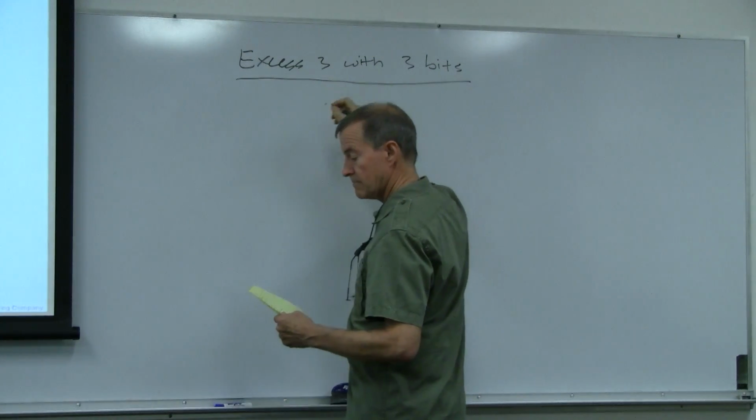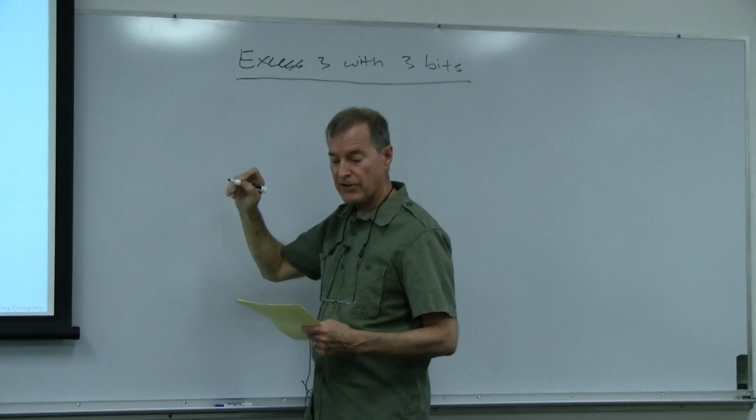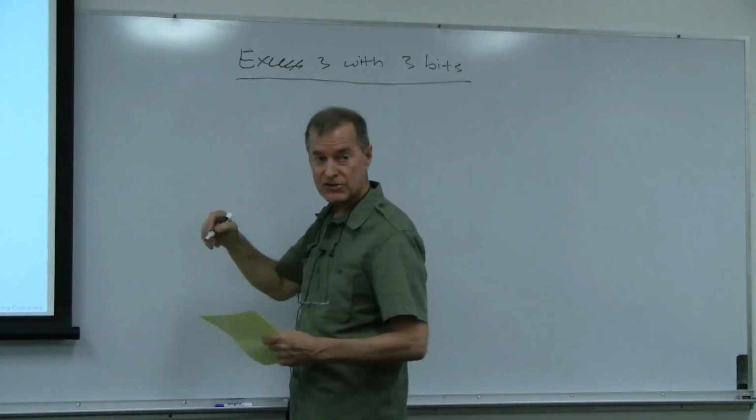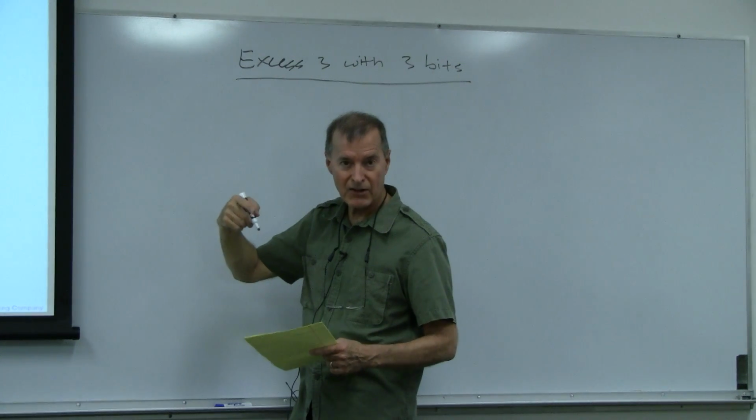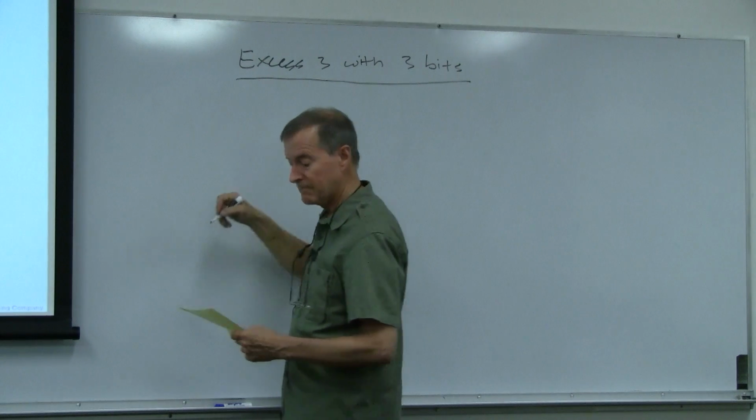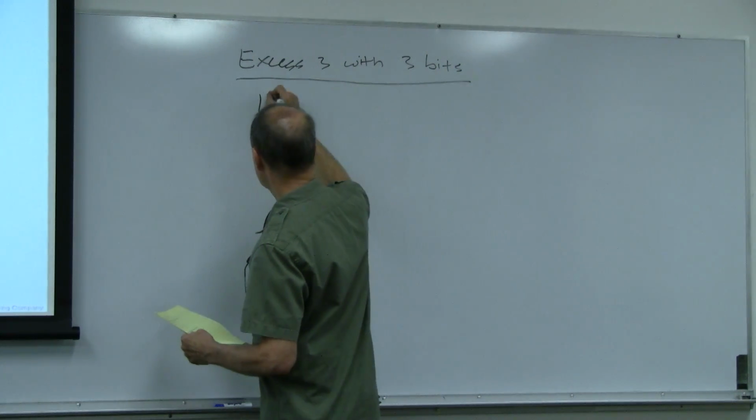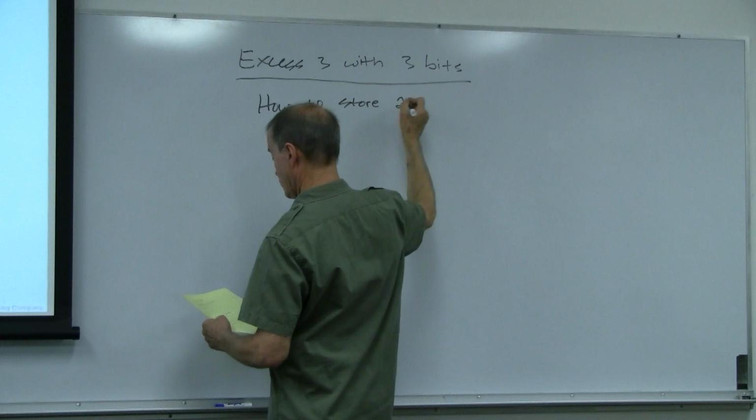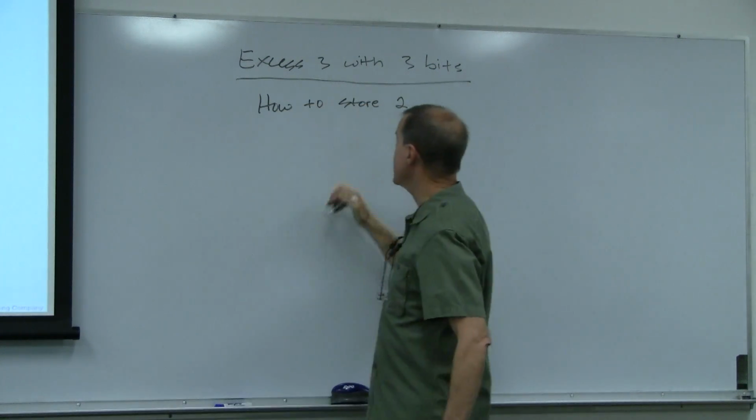Now watch this. So here's the question: how do you store 2? Here's going to be the recipe, the algorithm for converting. So how to store 2? What you do, and this is excess 3.